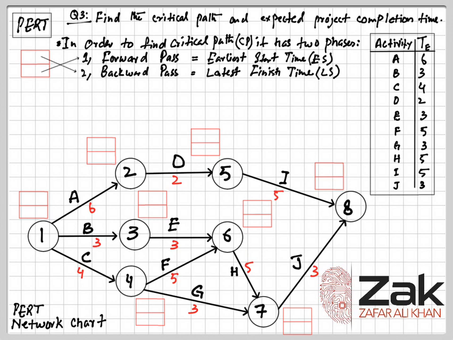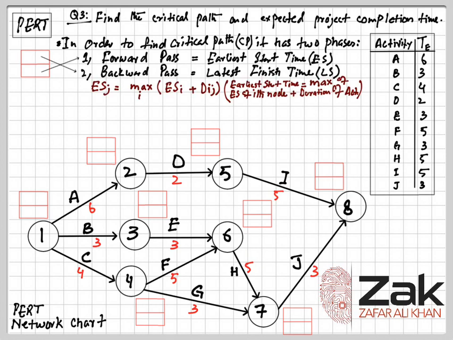So to find the earliest start time, we have to have a formula. That formula, first of all, remember that I denotes the starting node and J denotes the ending node. So earliest start time for every node should be the maximum of earliest start time plus duration of the ending node, duration from start to end node.